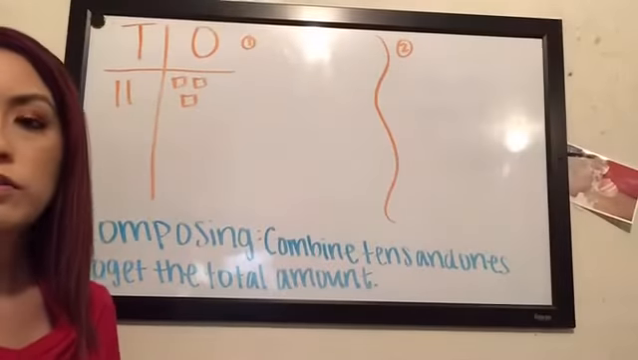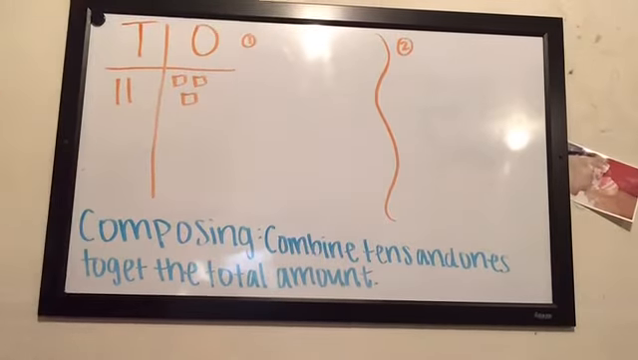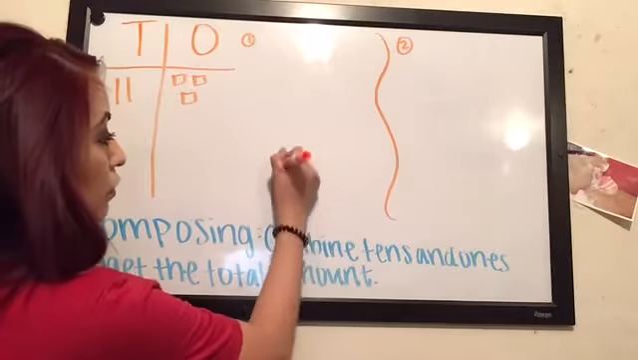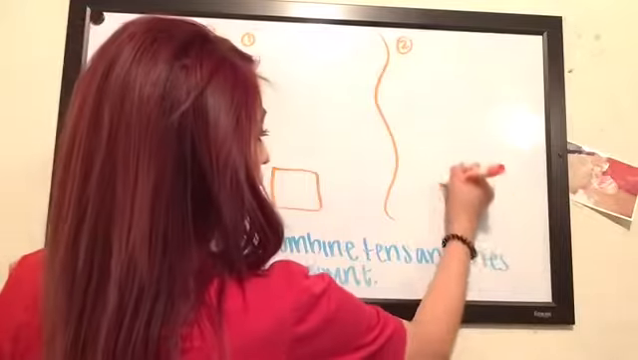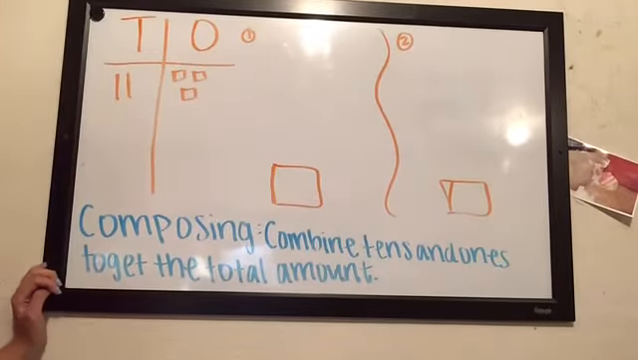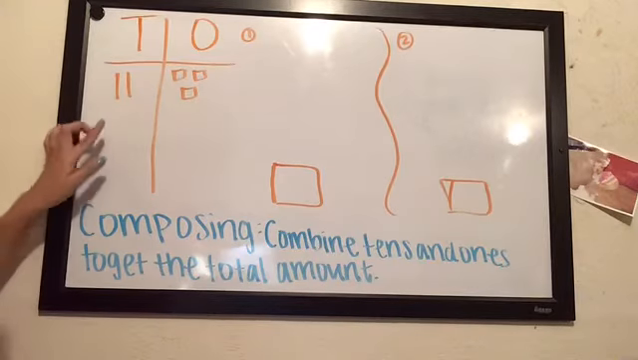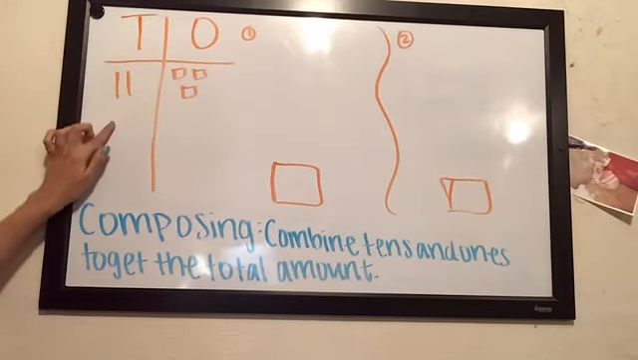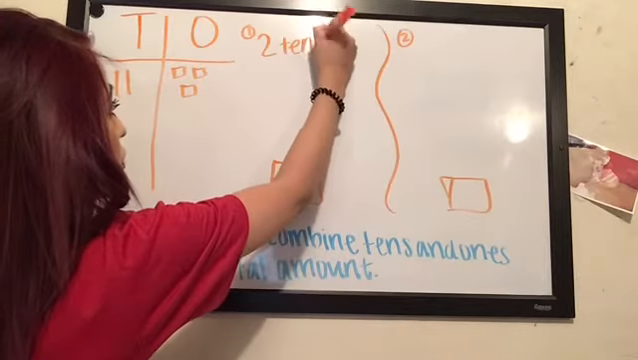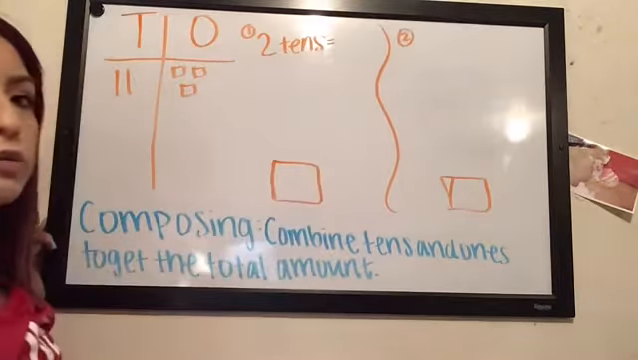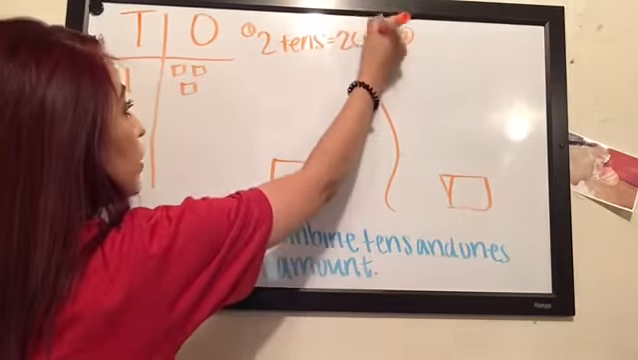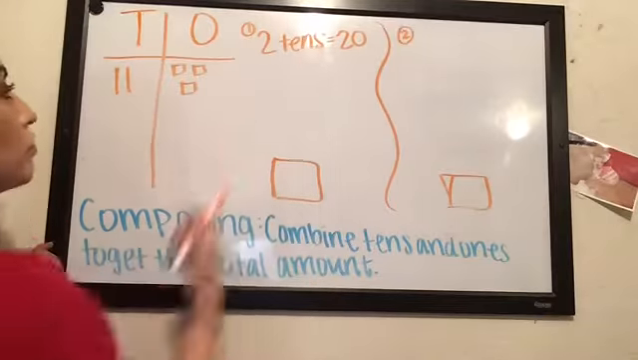Alright, so this is the next one we're going to do. So, once again, we're going to compose the number in two different ways. And this is where we're going to write the number. Okay, ready? So, how many 10s do we have? We have 2 10s. 2 10s equals what? What's the total amount of 2 10s? It is 20, right? 10, 20.